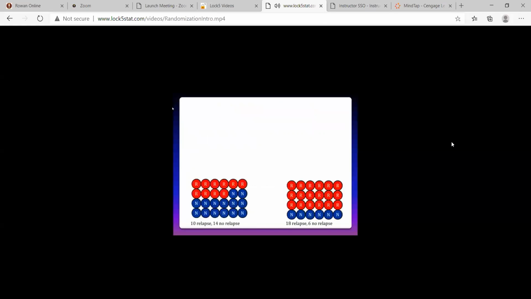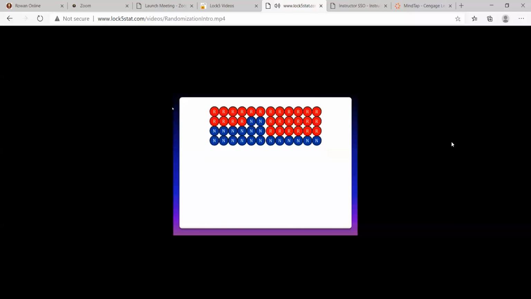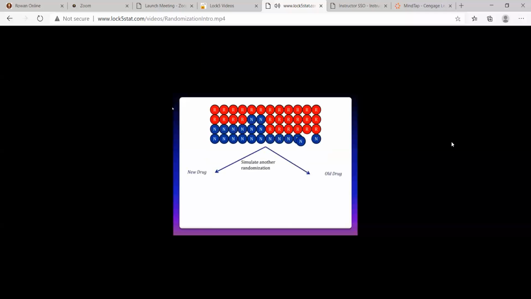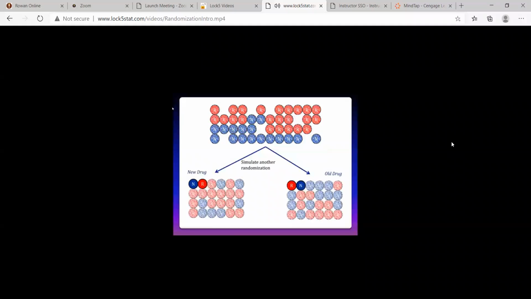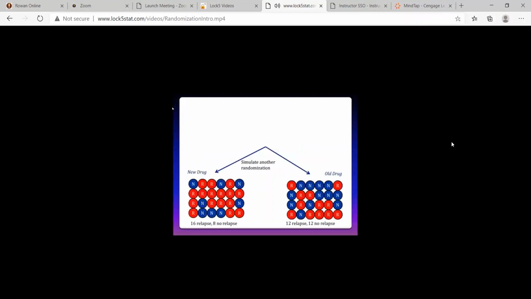So we have our data, we pool everyone back together, and we re-randomize or simulate another randomization. This, by the way, is why it's called a randomization test, because we're simulating randomizations. And as we're doing this, we're keeping the relapse status fixed because we're assuming the null hypothesis is true. So in this particular randomization, the new drug had 16 relapses, while the old drug had 12 relapses, for a difference in proportions of 0.167.